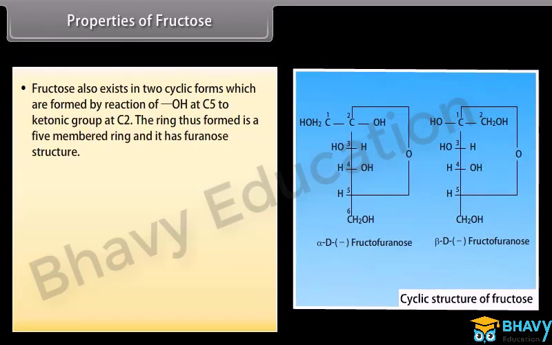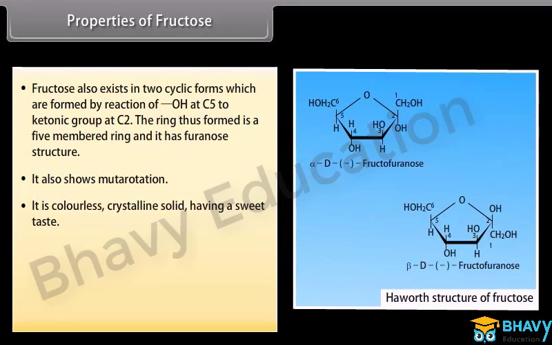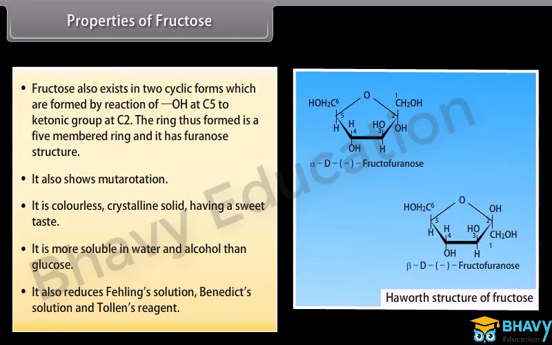Properties of fructose. The important properties of fructose are the following. It also exists in two cyclic forms which are formed by reaction of the OH at C5 with the ketonic group at C2. The ring thus formed is a 5-membered ring and it has furanose structure. It also shows mutarotation. It is a colorless, crystalline solid having a sweet taste. It is more soluble in water and alcohol than glucose. It also reduces Fehling's solution, Benedict's solution and Tollens reagent.